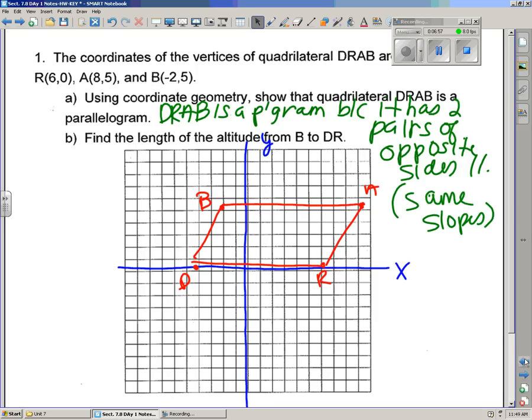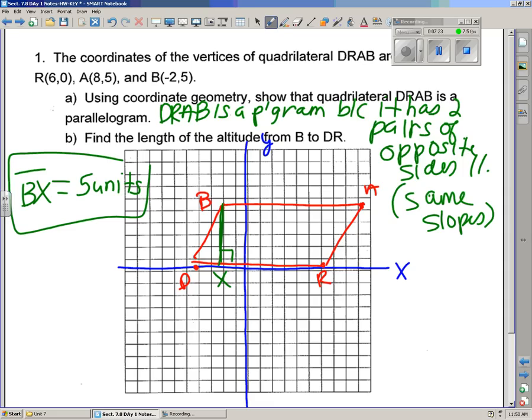Part B wants you to find the length of the altitude from B to DR. Well, an altitude is just a perpendicular segment. So if I were to actually draw in my altitude, I can count it. I'm going to call this BX. So altitude BX is going to, in this case, be 5 units. And there's that answer.